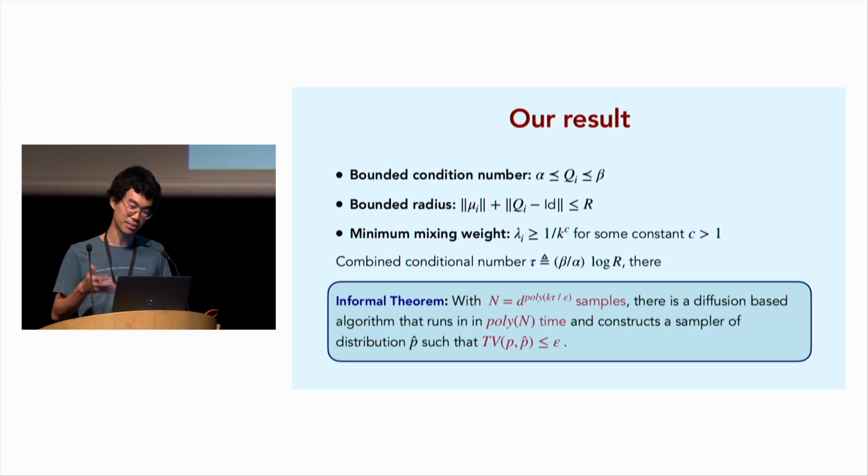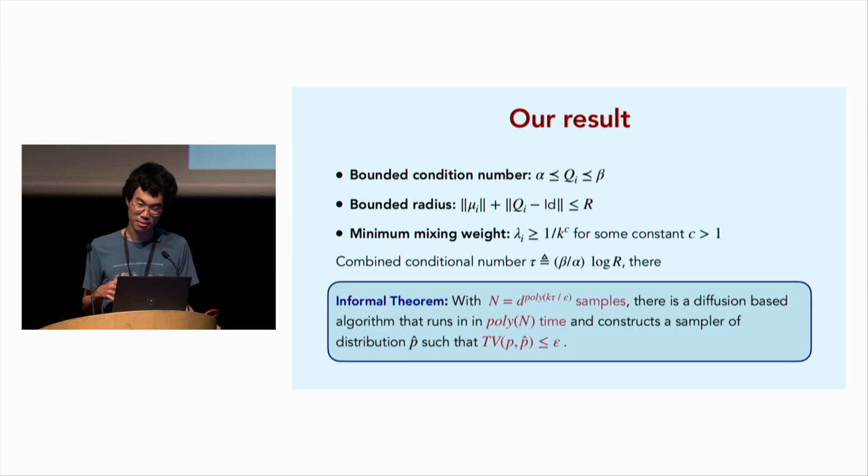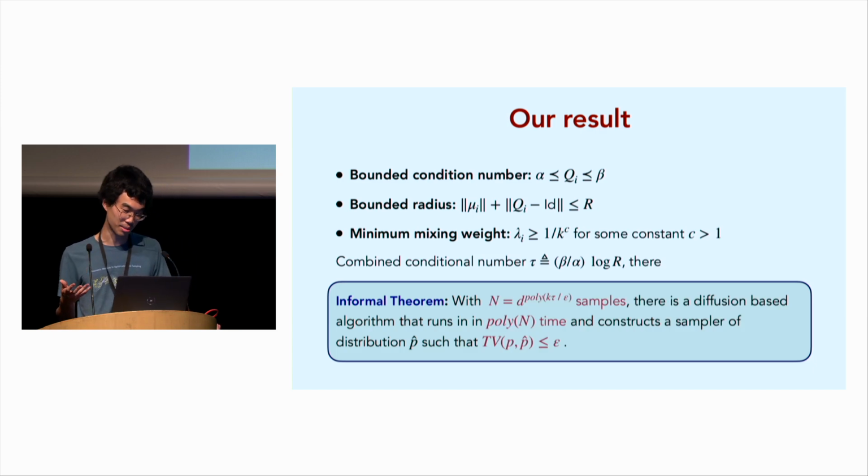namely with this bounded condition number, bounded radius of the means and covariances, and a minimum mixing weight assumption, then using a number of samples that's exponential, or d to the poly k tau over epsilon, there's a diffusion-based algorithm that runs in time polynomial in the number of samples, and samples from a distribution that's epsilon close to the true mixture of Gaussians.